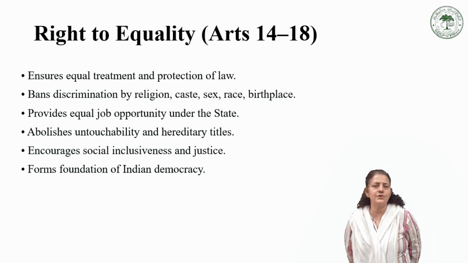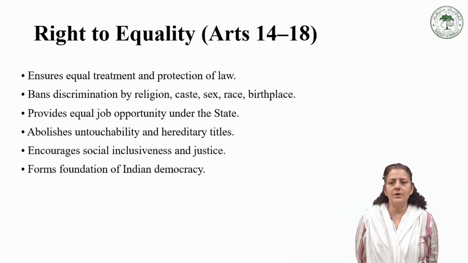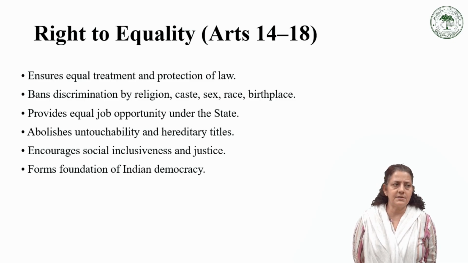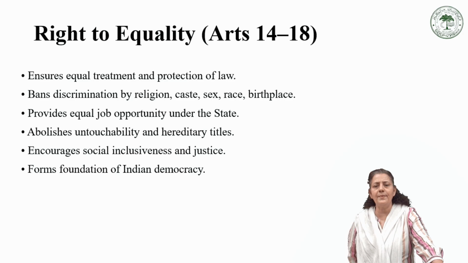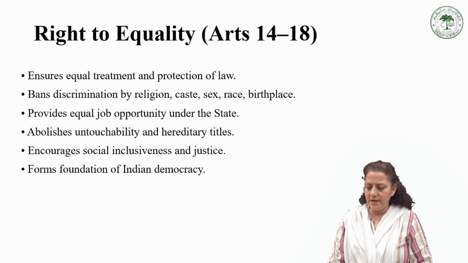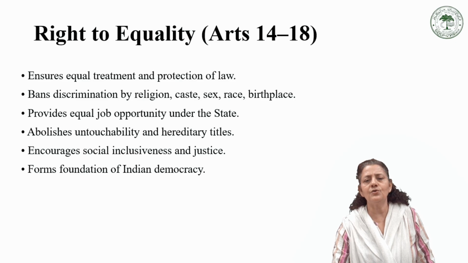Article 14 establishes that the state shall not deny to any person equality before law or the equal protection of laws within India. Article 15 prohibits discrimination on grounds of religion, race, caste, sex, or place of birth. It also allows the state to make special provisions for women, children, and socially or educationally backward classes, including scheduled castes and scheduled tribes.